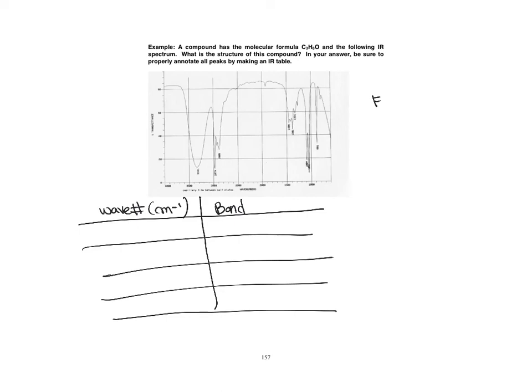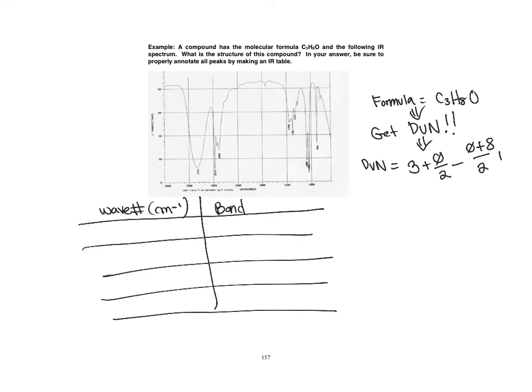We're given this information. The formula equals C3H8O. What did I say you have to do when you find the formula? You must get the DUN. Okay, so we're going to say DUN equals 3 carbons, and we have no nitrogens. Halogens, we have 0 halogens. We have 8 H's over 2 plus 1.